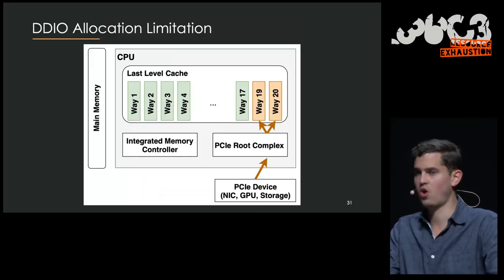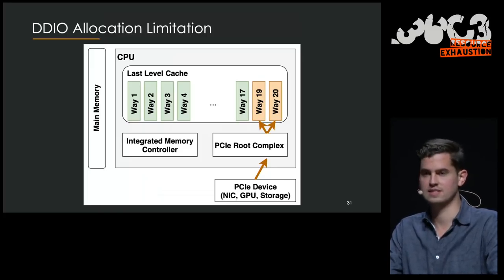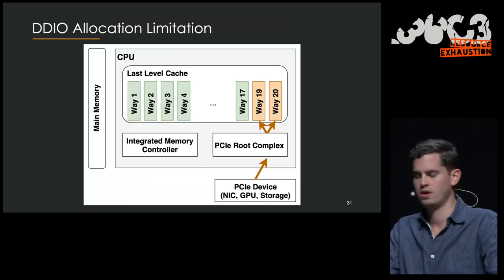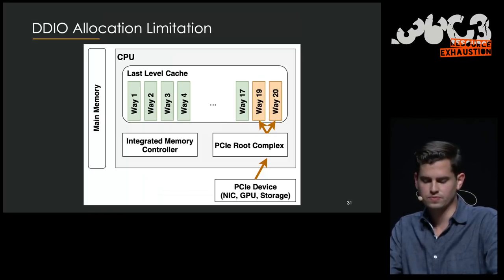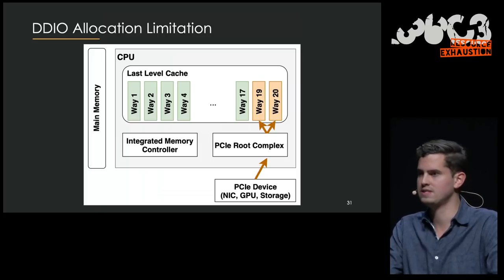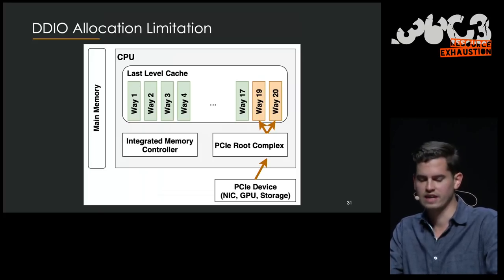But the good news is that other PCI devices, let's say a second network card, will also use the same two cache ways. And with that, we have 100% visibility of what other PCIe devices are doing in the cache.